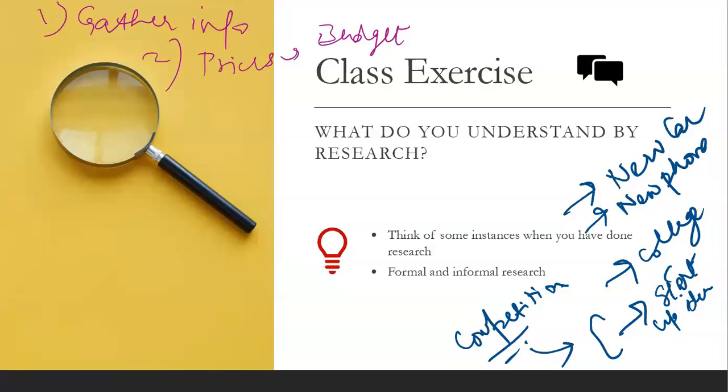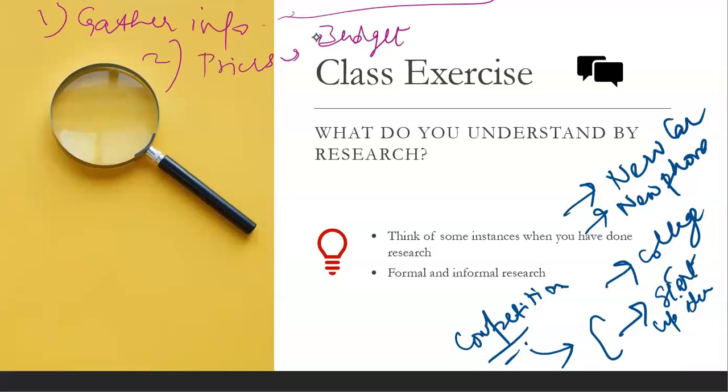Okay. And similarly, if you are buying a new phone, you gather information. So how do you go about gathering this information? From where do you gather this information? Say you are going to buy a new car. How do you gather this information about the new car that you're going to buy?